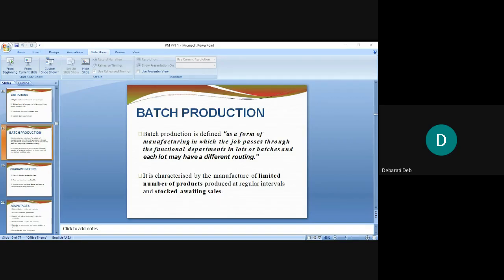I will talk to your HOD to take you to at least one industrial visit so that you can see the production process that goes on.